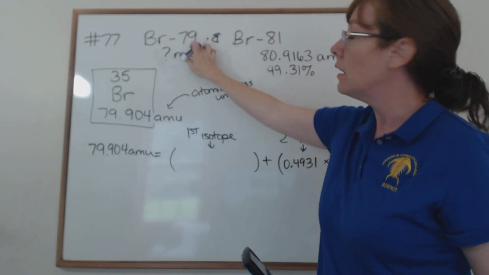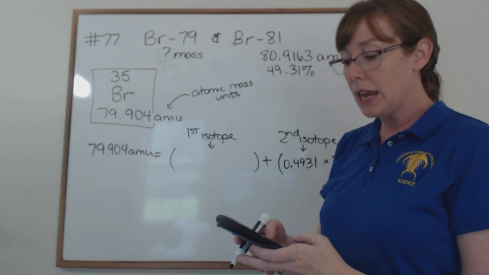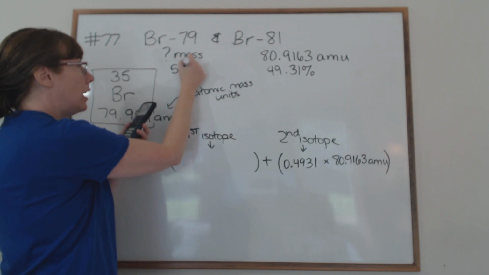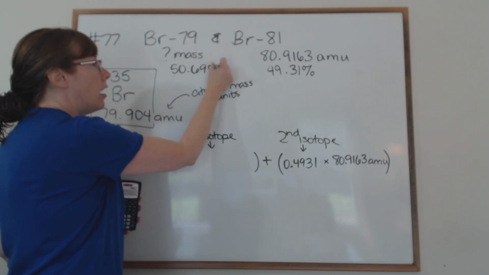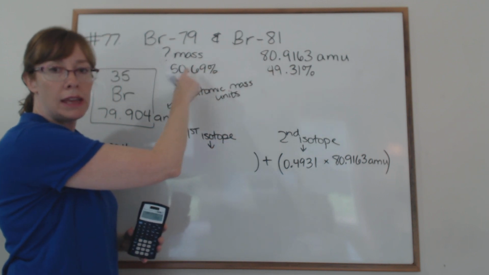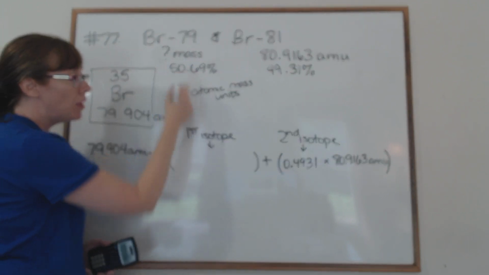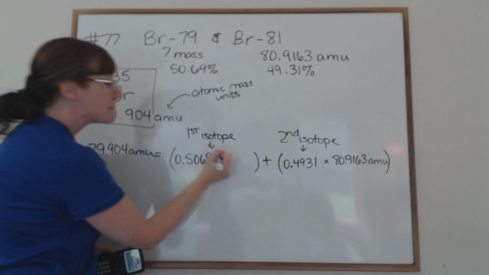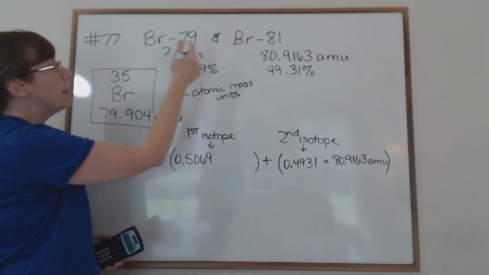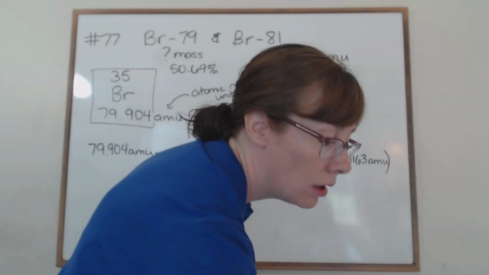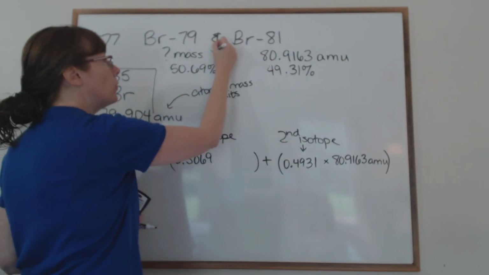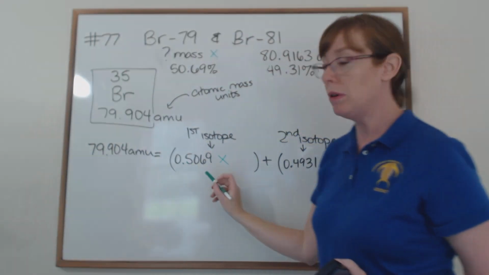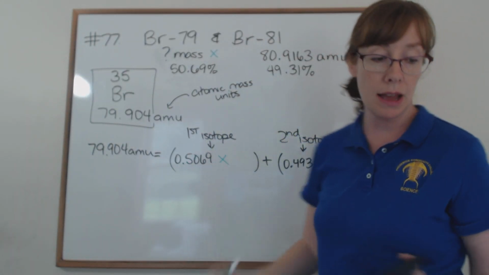To get his natural abundance is very easy. We're going to take 100 and subtract 49.31. He is 50.69% of all bromine. If he's 49.31, he's 50.69. So that part is actually known, 0.5069. The only thing that we don't know is his mass, and that is what I'm going to use X for. That's the one thing that we don't know. And if we can solve for X, we will solve for his mass. Remember, it's the percent abundance times the mass.